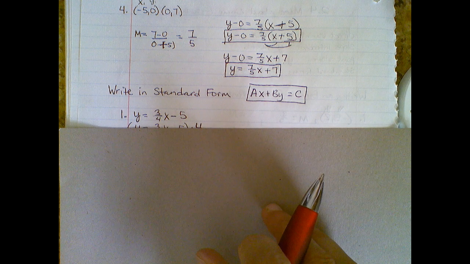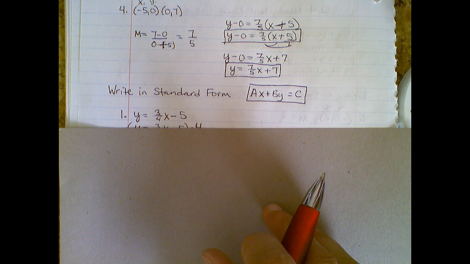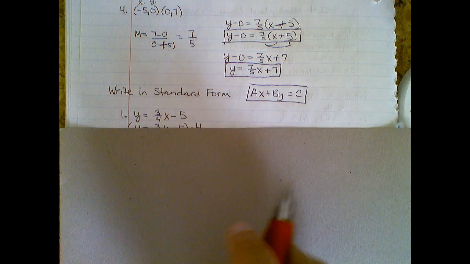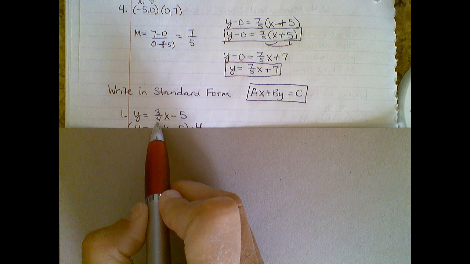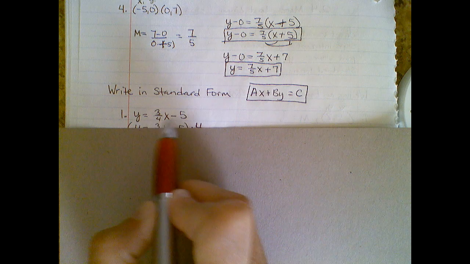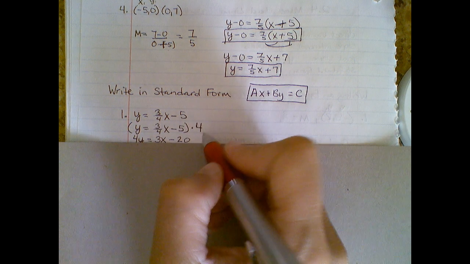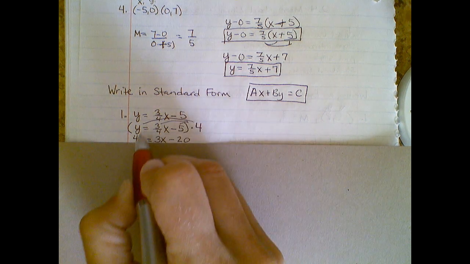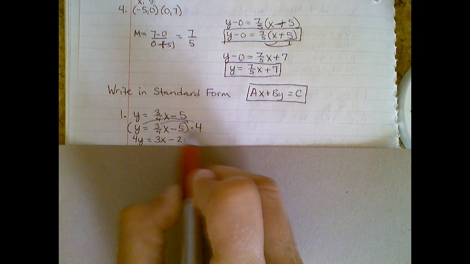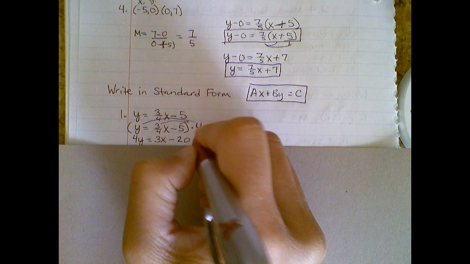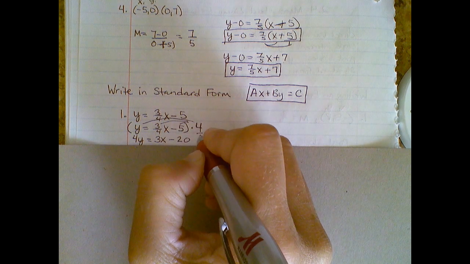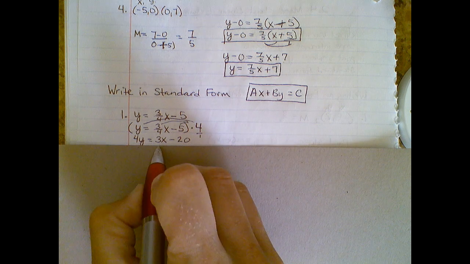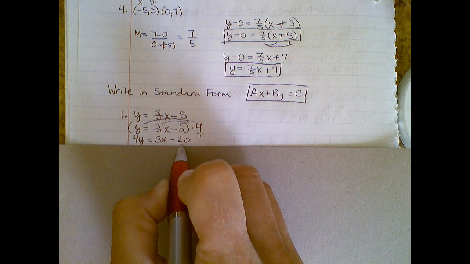So the first thing that I notice, we have fractions, and we can't have fractions in standard form. So I'm going to multiply by the least common denominator to get rid of my fractions. So in this one, if I look at my denominators, I just have 4 in the denominator. So I'm going to multiply all three terms by 4. So I'm going to distribute this 4 to everything. So 4 times y is 4y. Now 4 times 3/4. Make this a fraction, think top times top, bottom times bottom. So I get 12 divided by 4, which is 3x. And then 4 times negative 5 is negative 20.